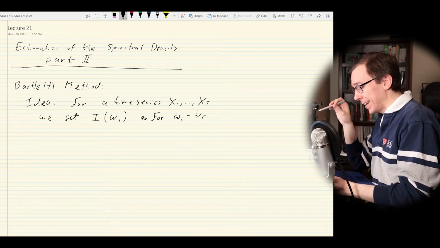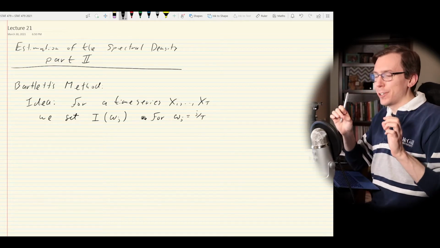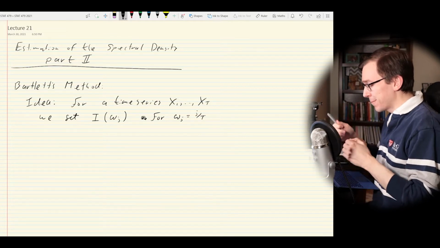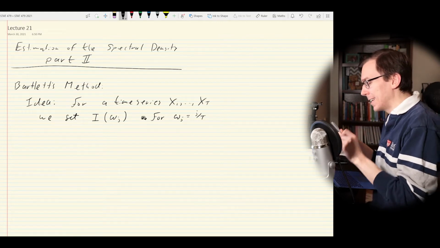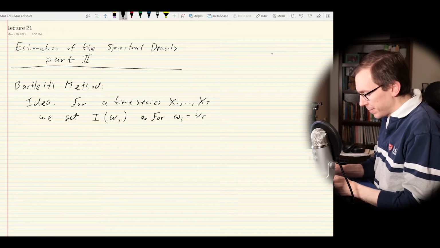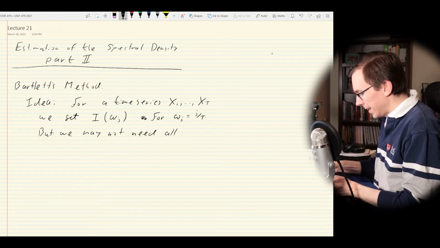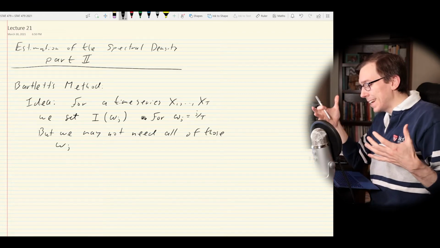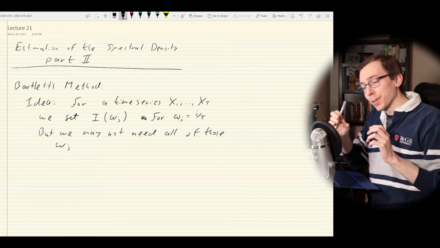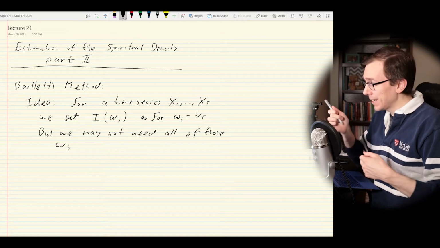All right, so what I was saying is that if T is large, we have a very fine granularity. We can estimate a lot of different frequencies, or we can evaluate the periodogram at a lot of different frequencies. But we may not need all of those omega j. Instead, we might want to have fewer frequencies, but do a better job at estimating them. So how do we do that?